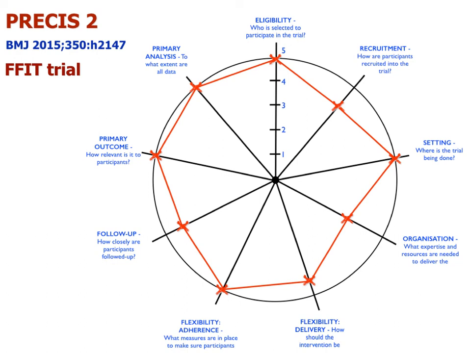Eligibility, here, just to pick another one: we included just the sort of men who would be candidates for the Football Fans in Training programme if it was rolled out. And that therefore led to a score of 5. It was exactly what we were wanting to do. The trial looks exactly the same as routine delivery.